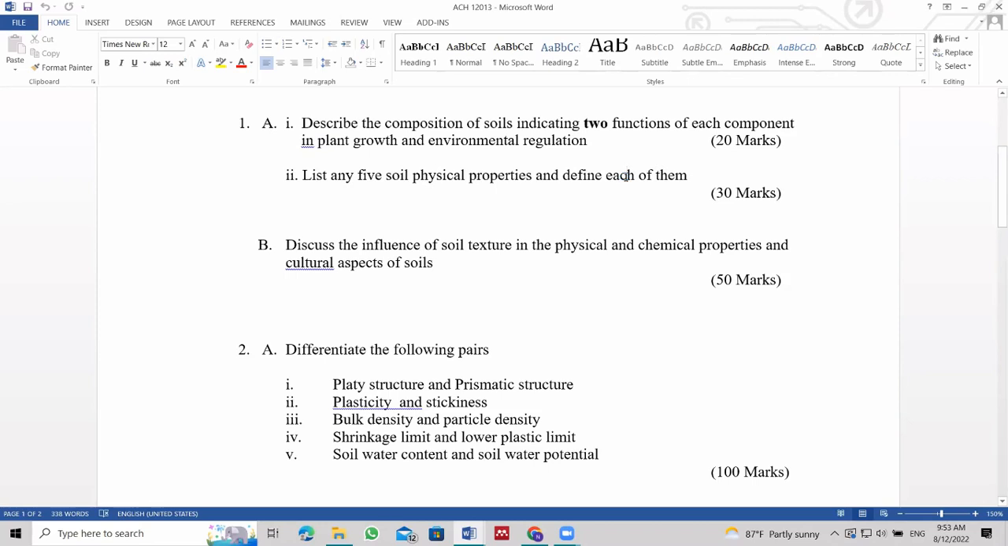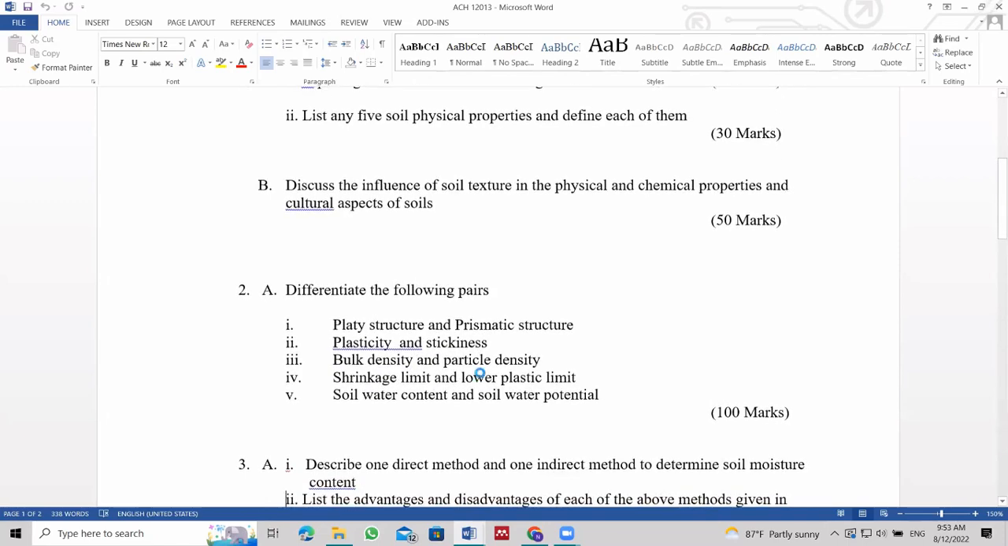Go and study. List any 5 soil physical properties and define each of them. Any physical property, that's a simple question. Then discuss the influence of soil texture on physical and chemical properties and cultural aspects. What physical properties are affected by soil texture, chemical properties and cultural aspects. Everything is in the notes, so this is again almost a similar question.